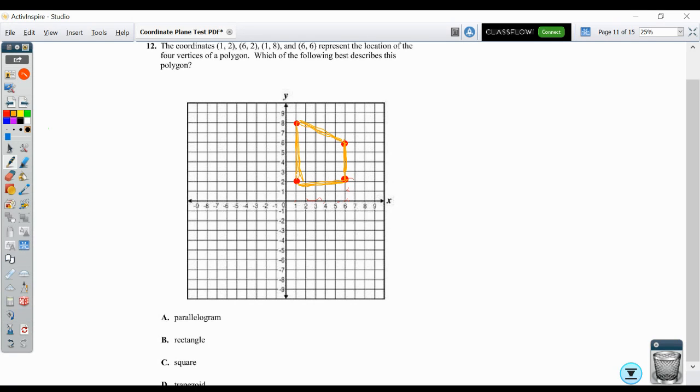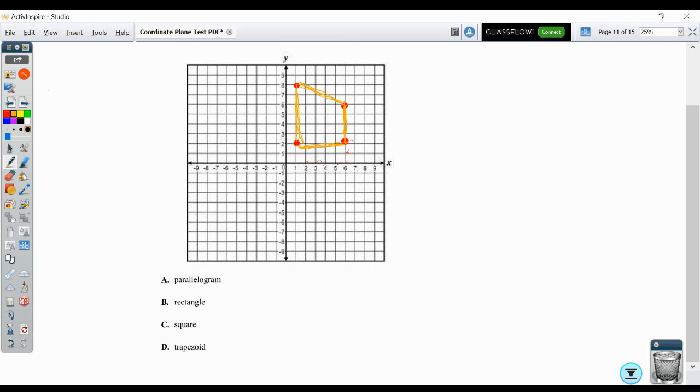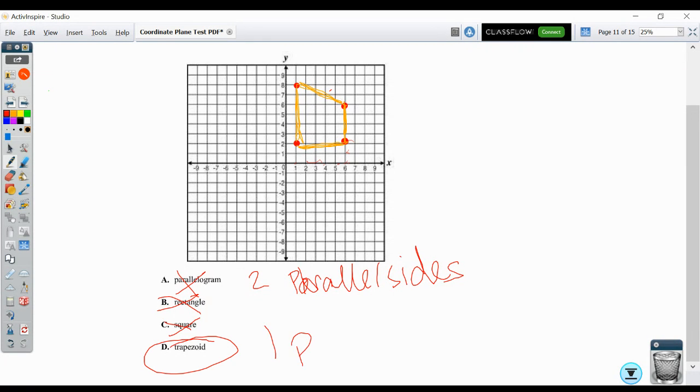So this shape is called, not a parallelogram because it only has one set of parallel sides. This needs 2 parallel sides. It's not a rectangle because, well, it has a slanted side. This is a slanted side, so it's not that. It's not a square because the sides aren't the same length, so it must be a trapezoid. And a trapezoid has 1 set of parallel sides and then 1 set of non-parallel sides.